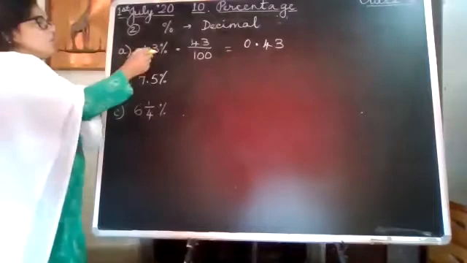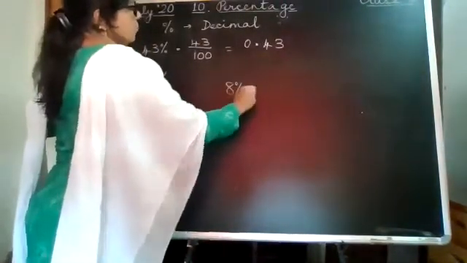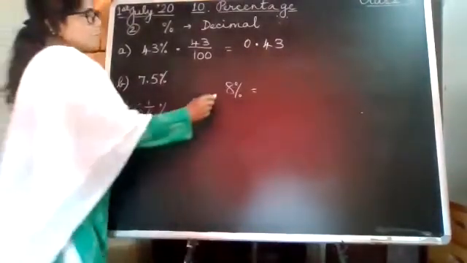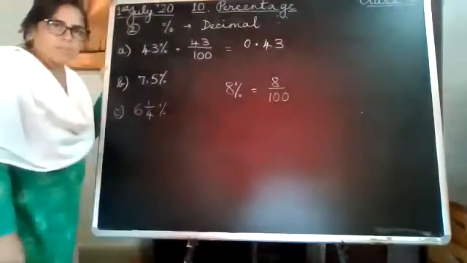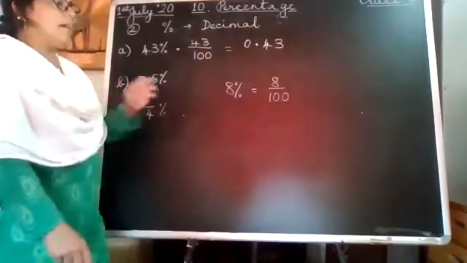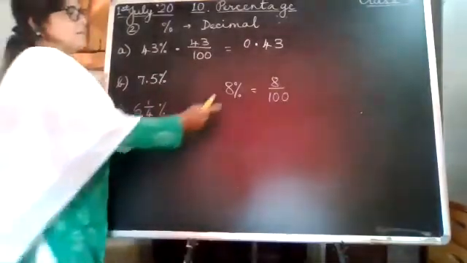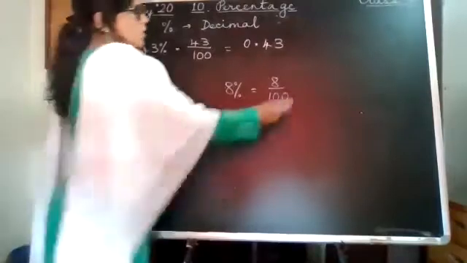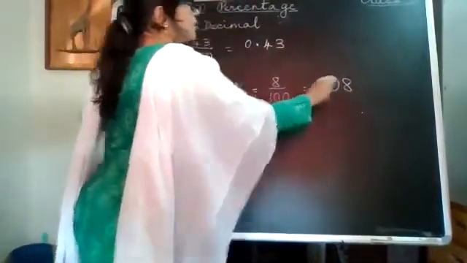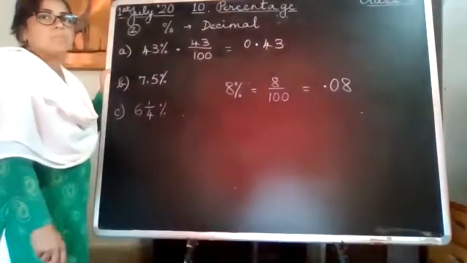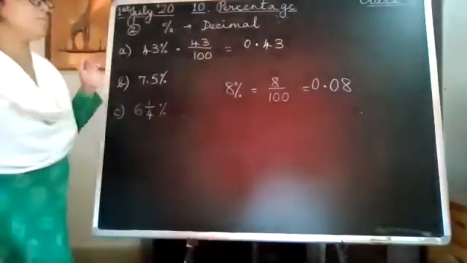What if this was not a double digit number? What if it was 8%? First of all, 8% we know is 8 upon 100, 8 out of 100. Now 100 means after the point we want 2 digits. But here we have only 1 digit. So what do we do? We write 8, we want 1 more digit, then we put the point. So it will become 0.08. So this is how you write.